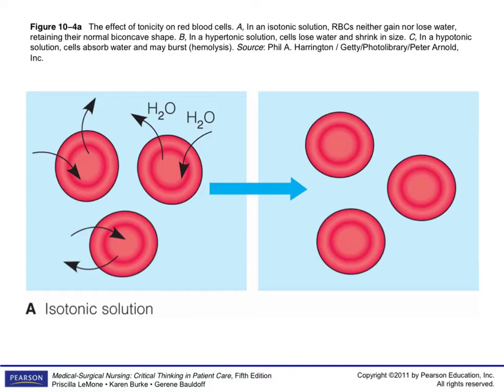This is a picture of your isotonic solution. Remember we talked about isotonic solution. There's no change in the cell volume. There's no net gain or loss of water. It doesn't shrink and it doesn't swell. As you see, water's coming in and water's going out, and there is no difference in the cell. It looks exactly the same.